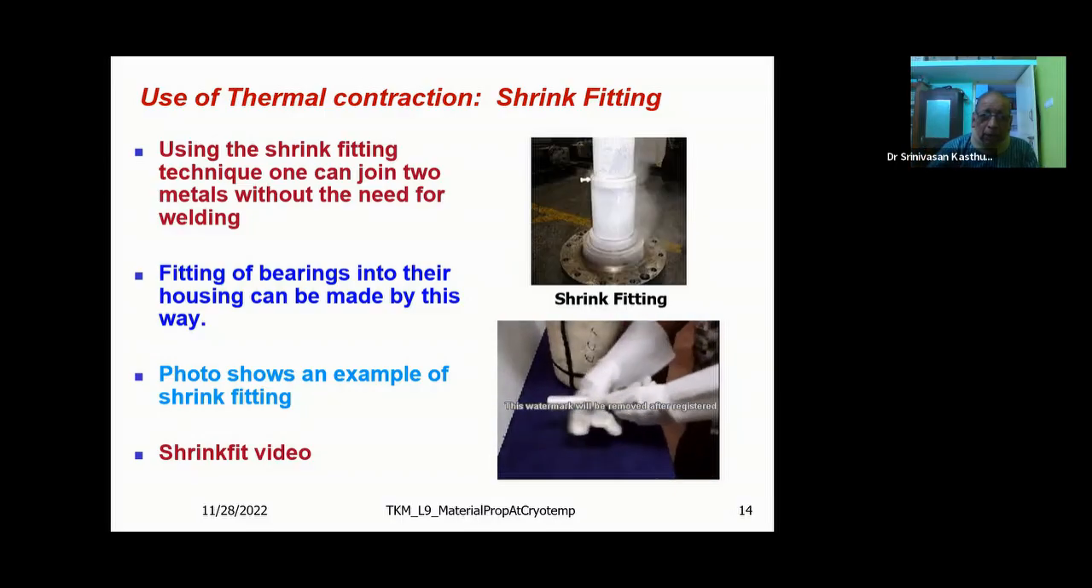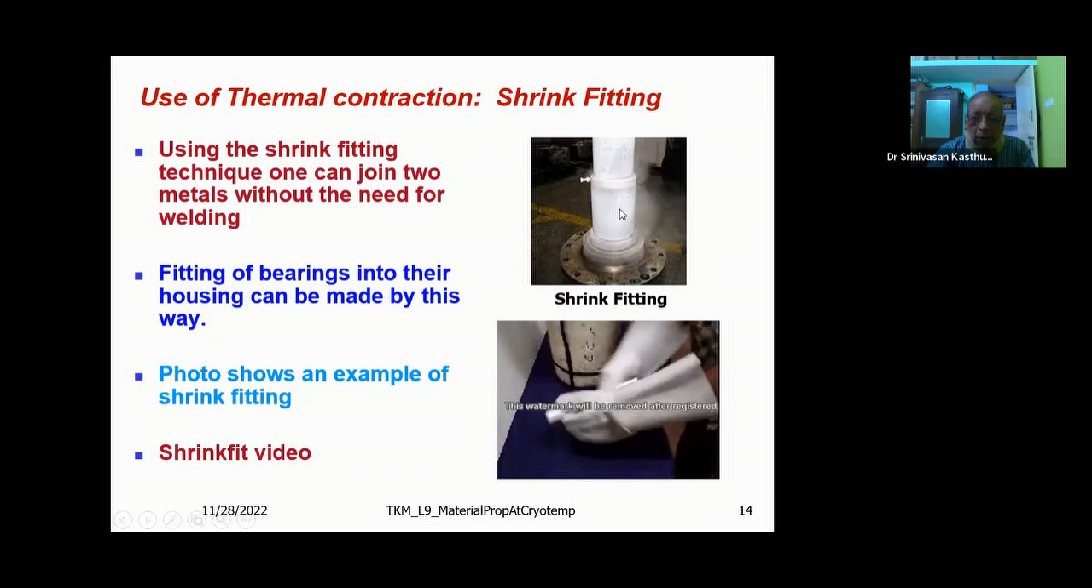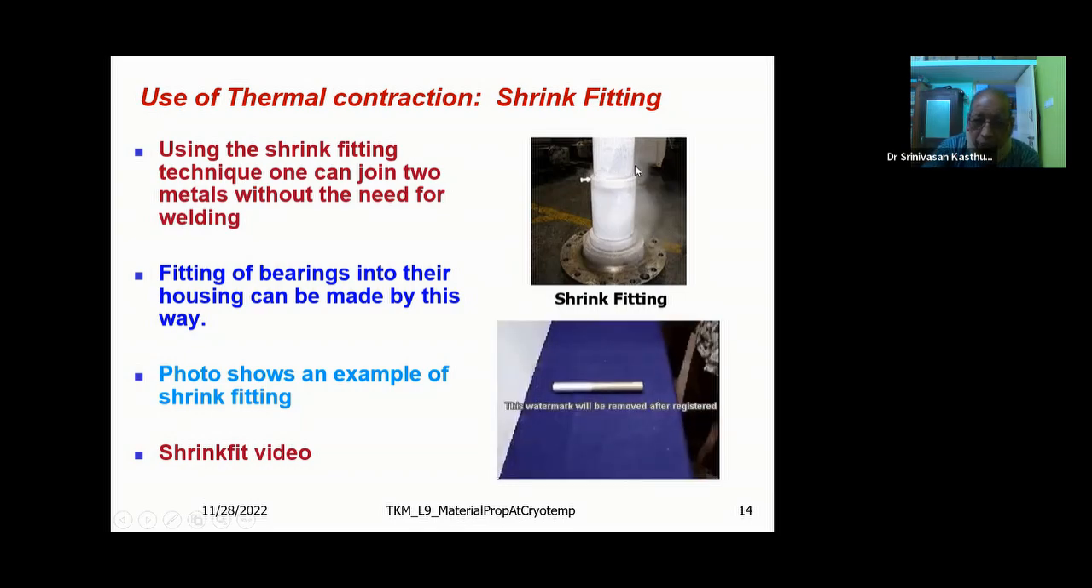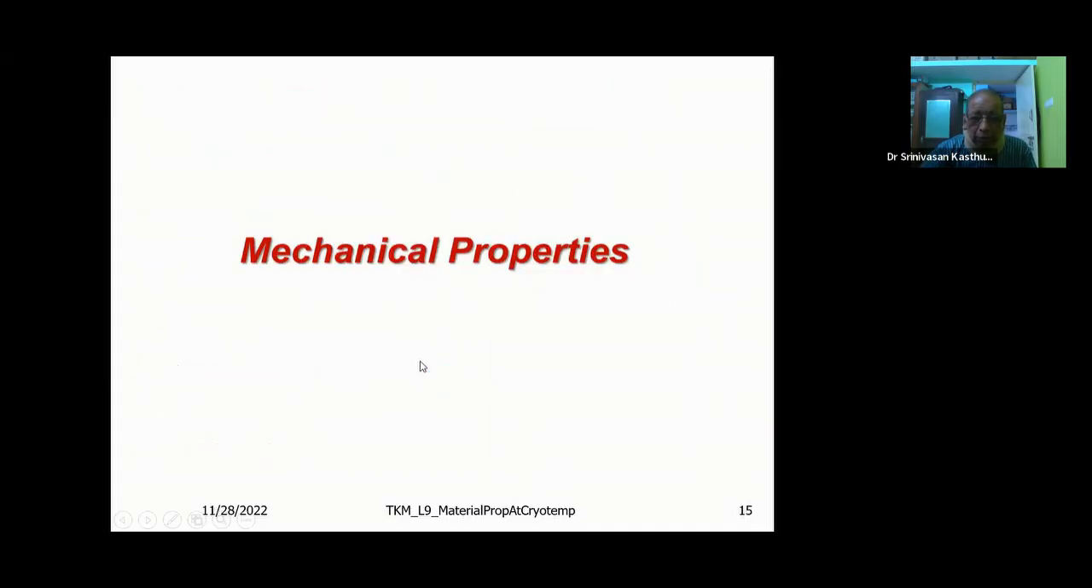So the upper photograph shows you the fitting of a bearing. The shaft is fitted with two different materials, so a bearing is fitted onto that. You see this material now, it's tied together. You cannot separate them in any way. If you want to separate, the only way is to machine off one part of the component, so that you cannot save both of them. You have to save only one of them.